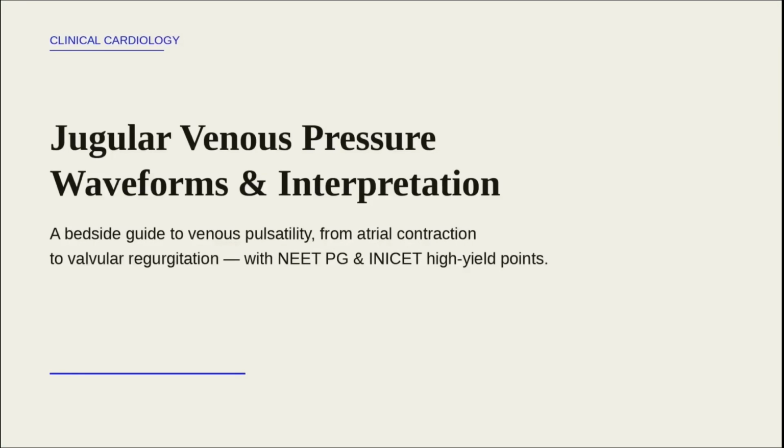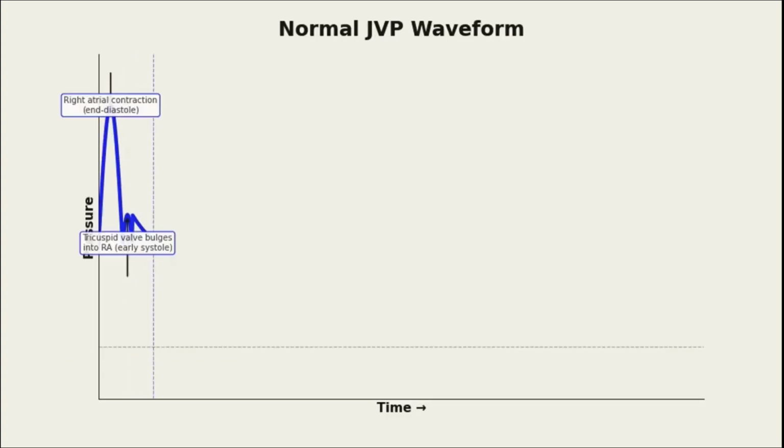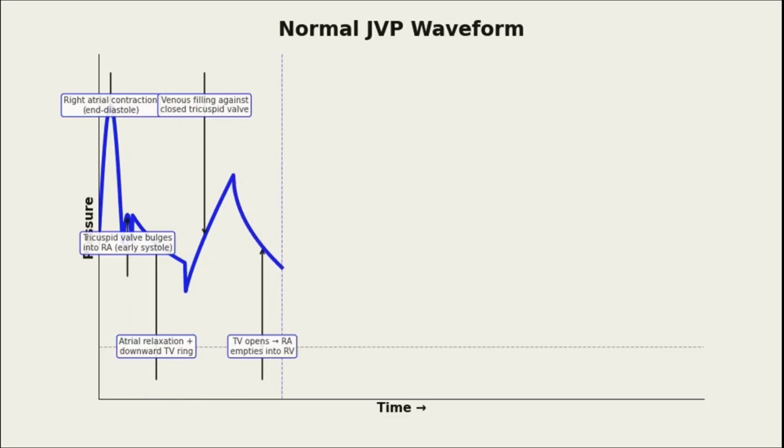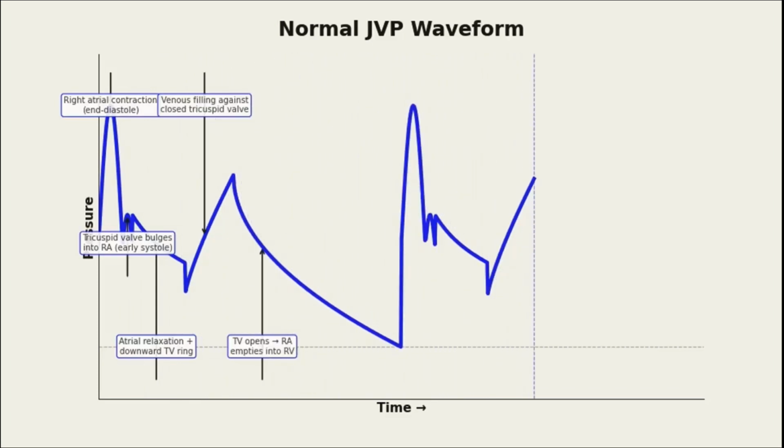The jugular venous pressure waveform is one of the most underutilized yet powerful tools at the bedside. In the next few minutes, we will decode every wave, every descent, and every pathological clue, with high-yield points for NEET PG and INICET. The normal JVP waveform is a story of pressure and flow in the right atrium, written in 5 distinct events. First, the A wave.